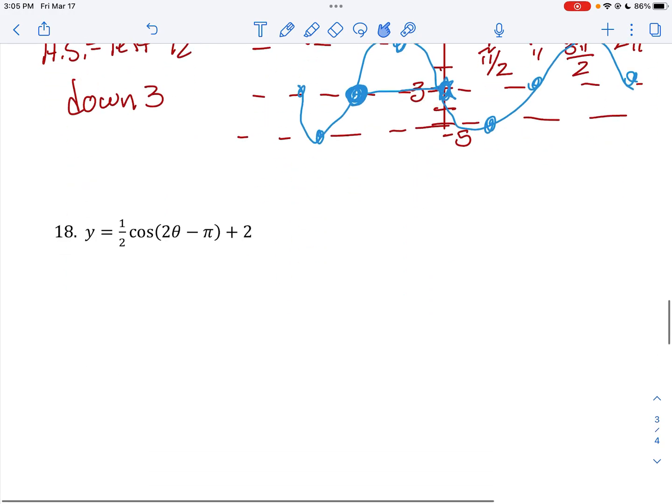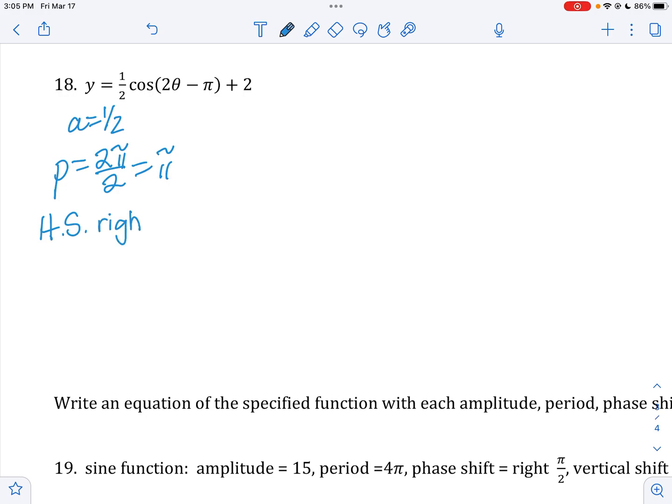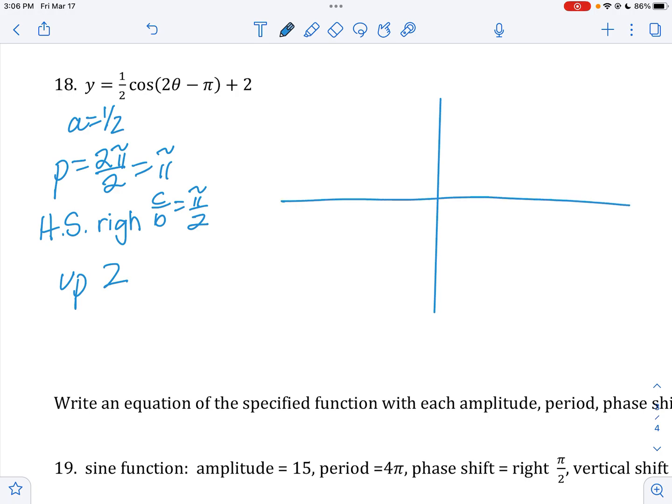All right, the next one we're going to look at. So our amplitude is half. Our period is 2 pi divided by 2, which is pi. The horizontal shift, it's going to go to the right, c over b. So that's pi over 2 and up 2. So we got pi, 1 pi over 4, 2 pi over 4, which is pi over 2.